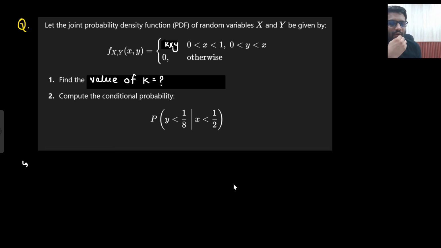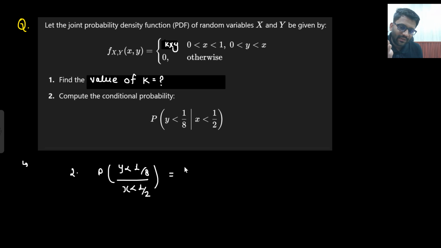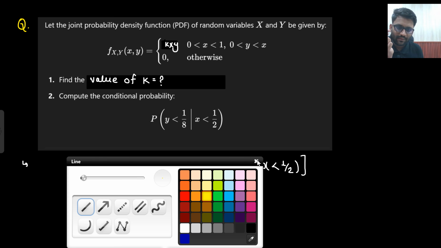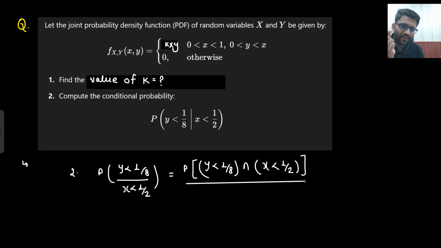Now what you need to find is the conditional probability. What you need to find in the second one is the probability of y less than 1 by 8 given that x is less than 1 by 2. That means probability of y less than 1 by 8 and x less than 1 by 2, divided by probability of x less than 1 by 2. This is what you need to calculate.